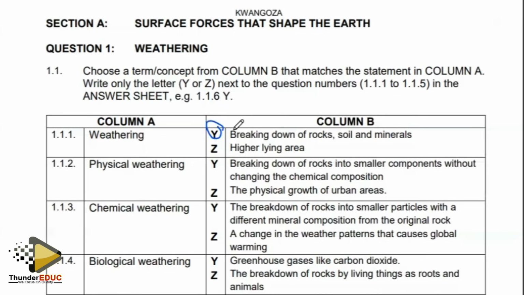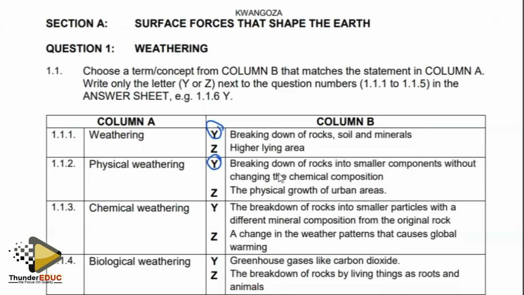Then we go to physical weathering. When you look at physical weathering, we have two terms, and you choose which one describes it. Breaking down of rocks into smaller components without changing the chemical composition, that is Y. And Z is the physical growth of urban areas. So the answer that describes physical weathering is Y.